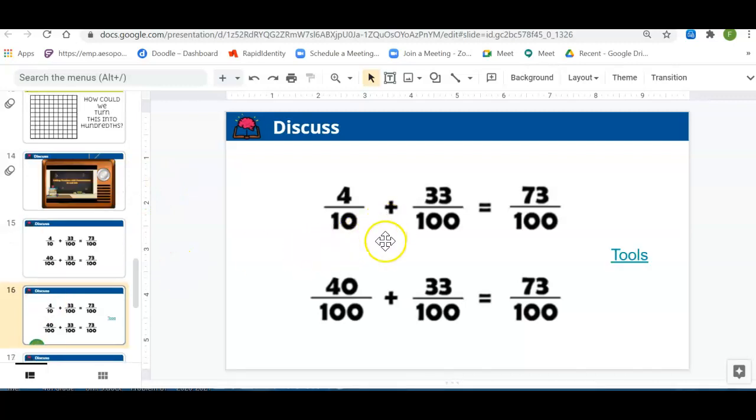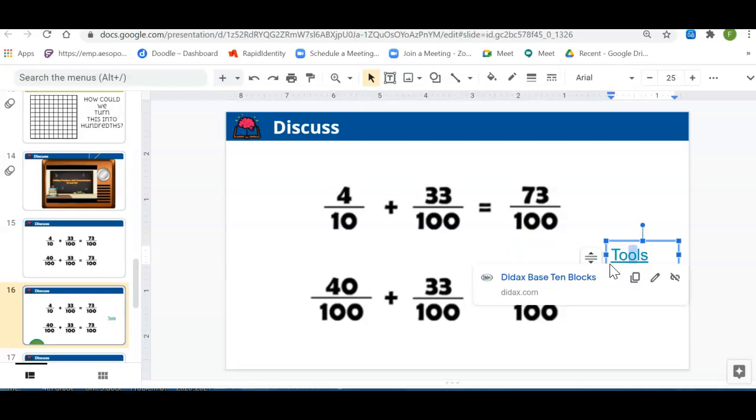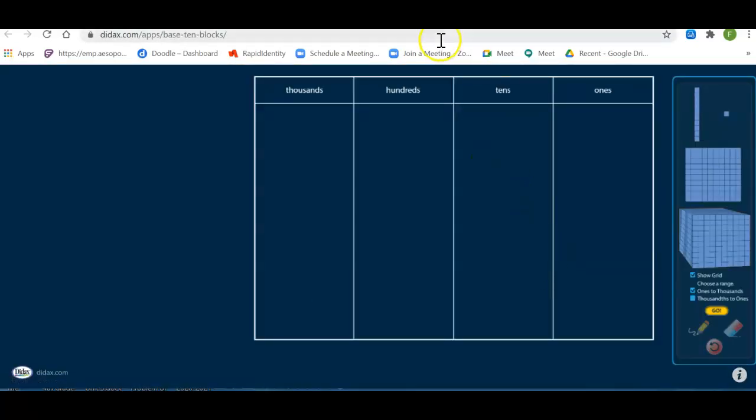All right, so on our next slide here, guys, we're going to talk more about being able to add 4/10 and 33/100, and seeing that when you add those up, they equal 73/100. We're going to use some tools here. So when we click right here on the base 10 blocks, we're going to utilize these.